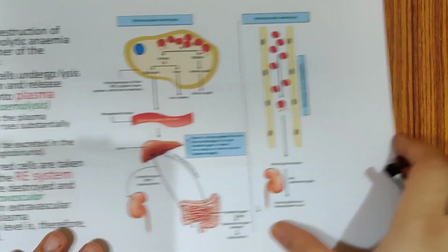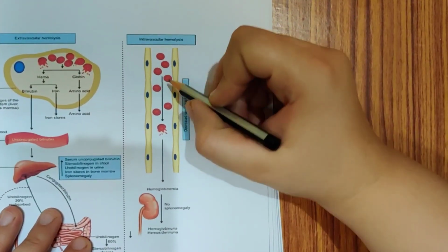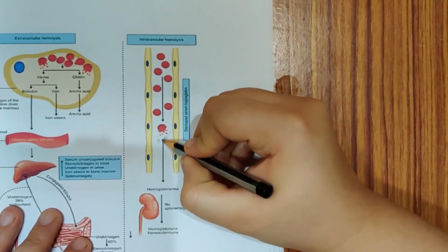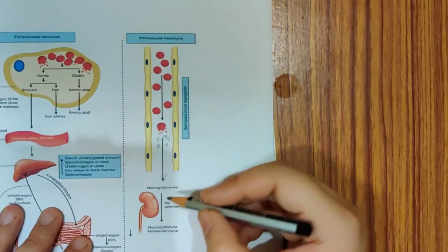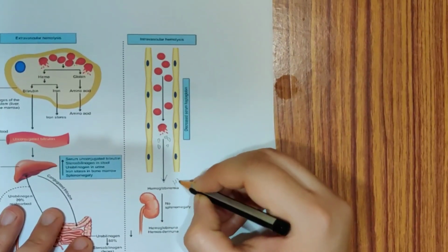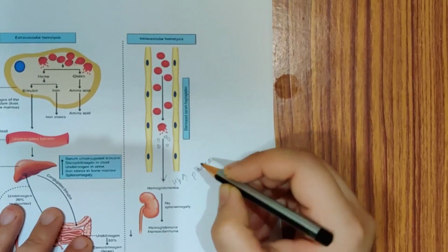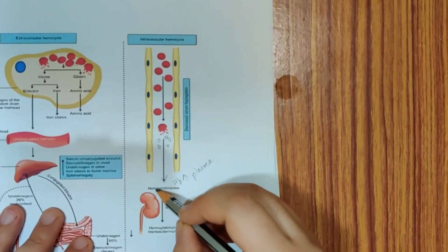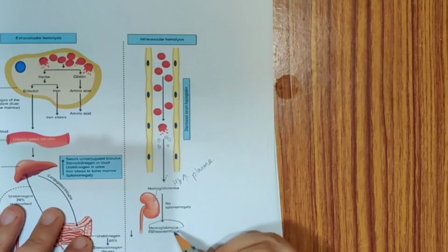So what happens is, due to many causes, these red cells will get destroyed. These fragmented red cells, once they are released, have a lot of hemoglobin. The plasma hemoglobin is high. So some of it will enter the kidney. When it enters the kidney, it is excreted as hemoglobinuria. Okay.